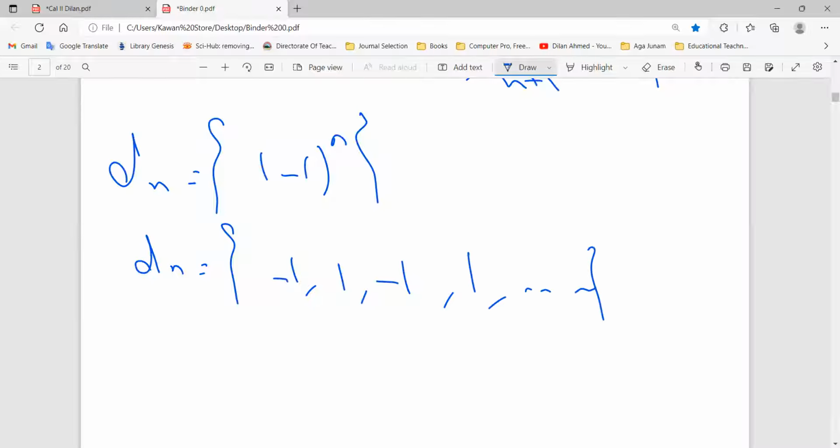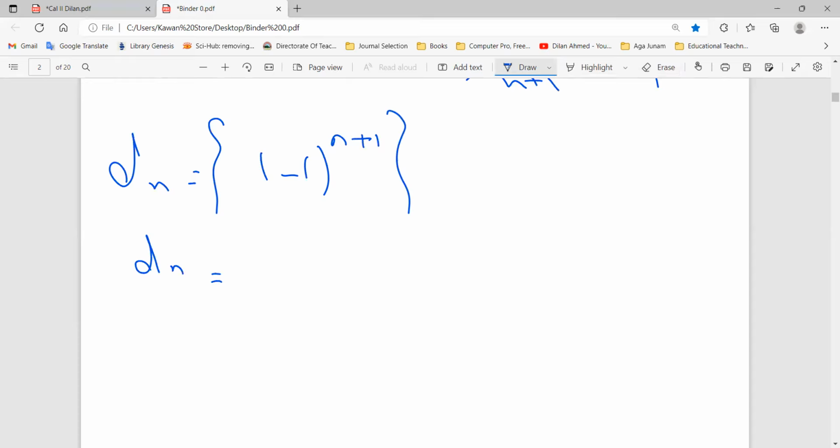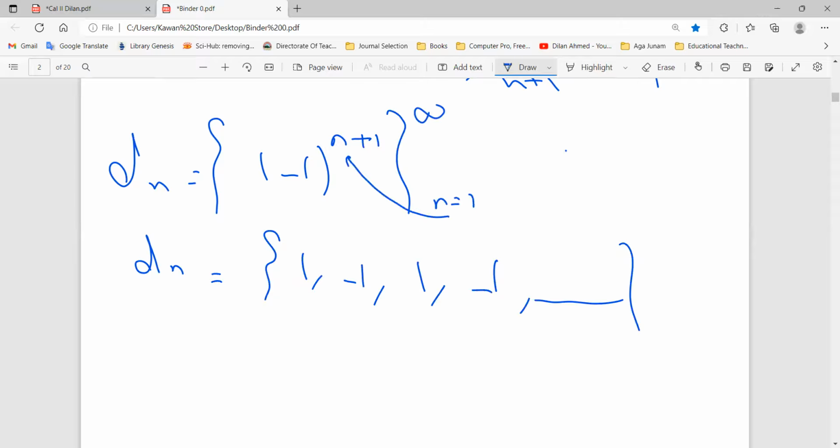Understood. How about if I change that one to now 1, 1 minus 1, 1 minus 1, and go on. How? We put n from 1 to infinite, we substitute n to here. So when n is 1, I will get minus 1 to power 1 plus 1, with minus 1 to power 2, is equal to 1. That's how. So just substitute, it's easy, right?